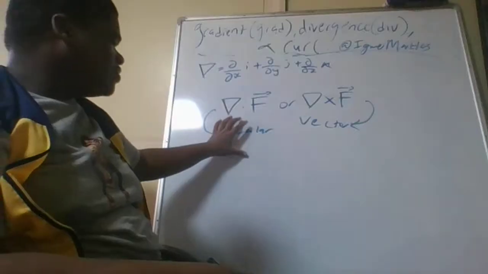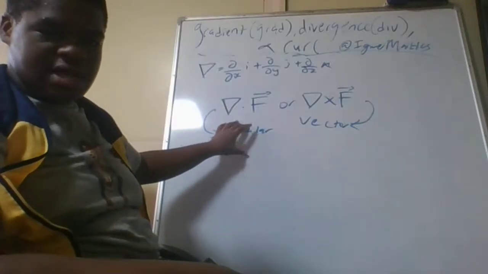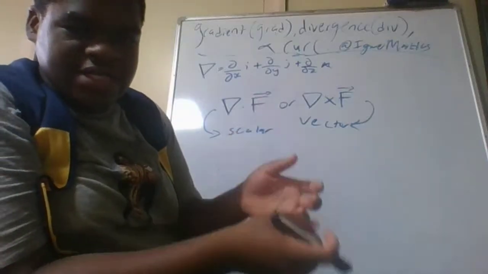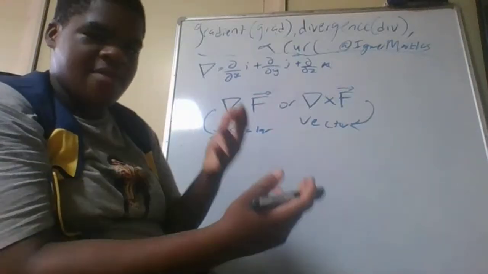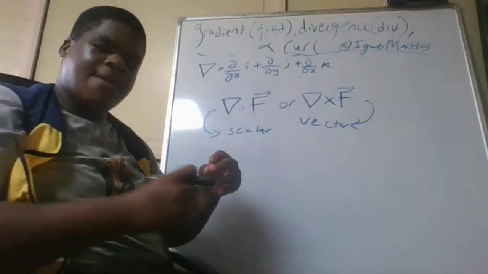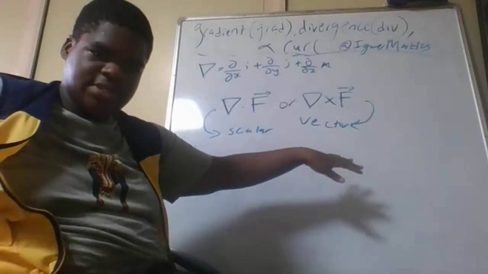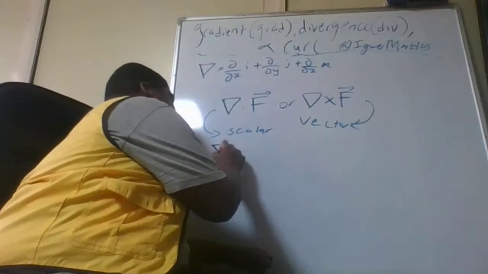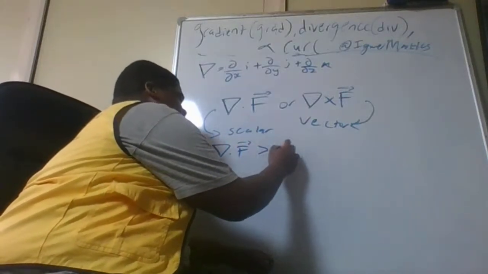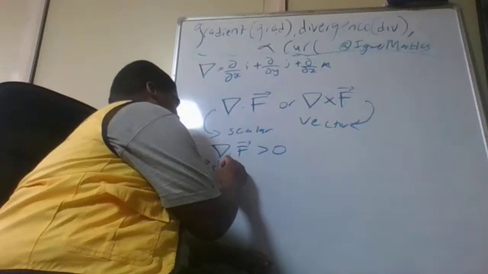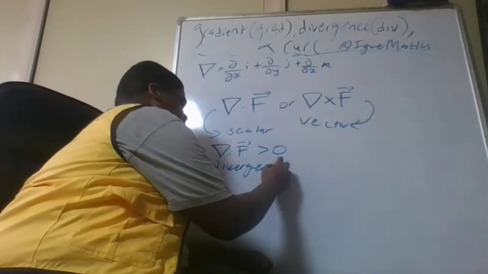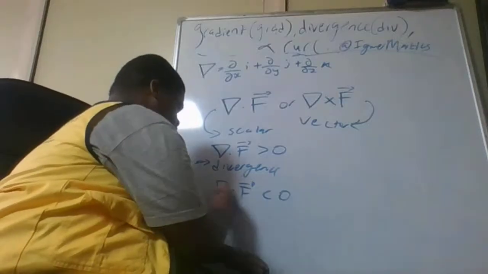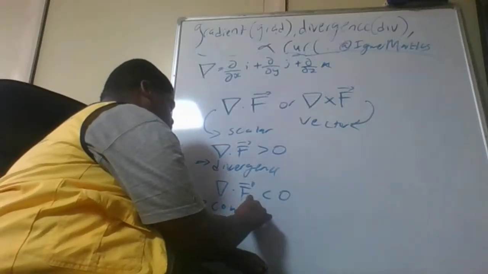If I'm multiplying using the dot product and it gives you a scalar, that scalar represents its divergence. From the English definition of divergence that you should already know, it is how something is moving away from something. So if Nabla dot f is greater than 0, this implies divergence. And if Nabla dot f is less than 0, this implies convergence.